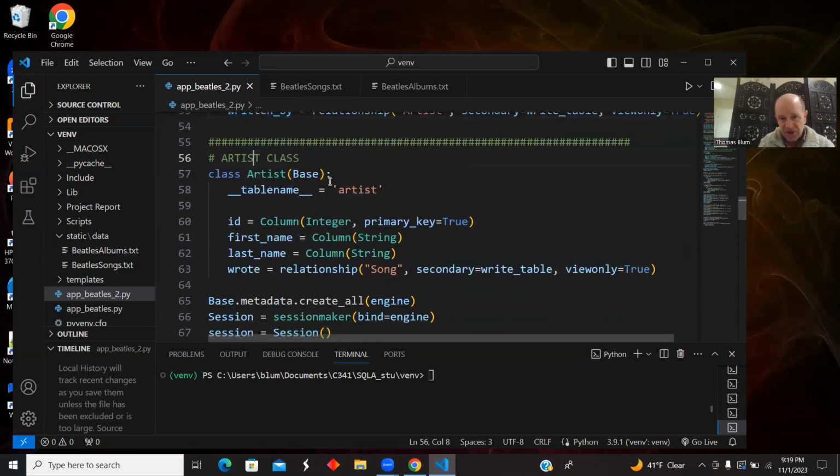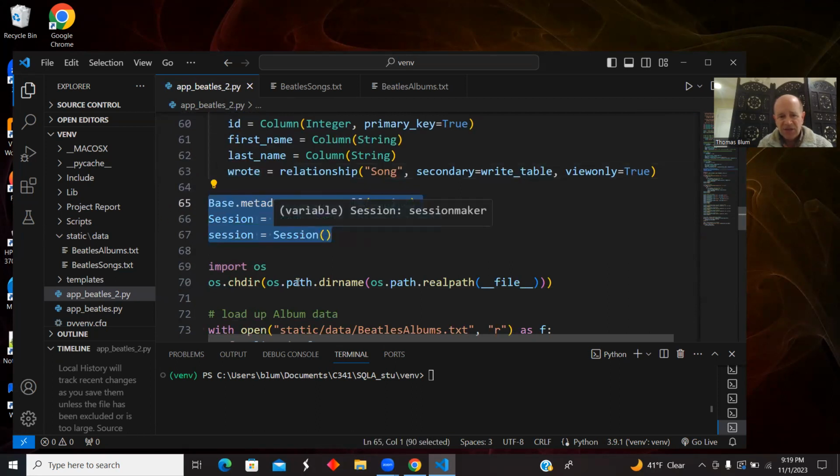Now I'm making my artist class. It corresponds to a table called artist, giving it an ID, which is integer, will auto increment. We'll give the artist a first name and a last name. And it has a relationship. Artist has a relationship to song, again, through the bridge table, which I called write table. And I called, under artists, the name of that relationship is wrote.